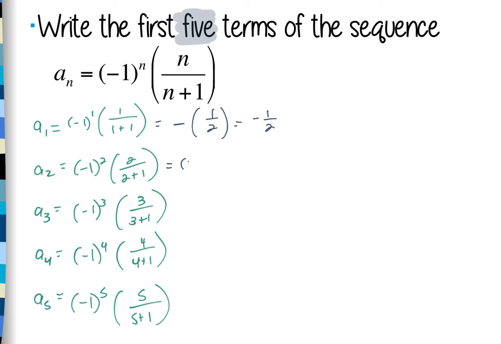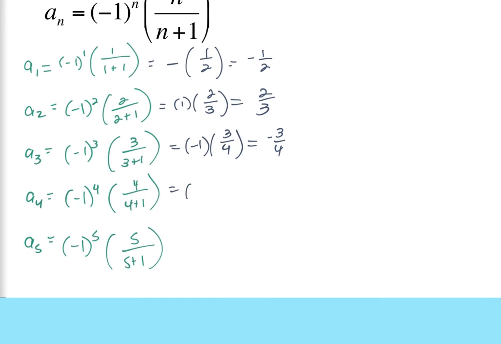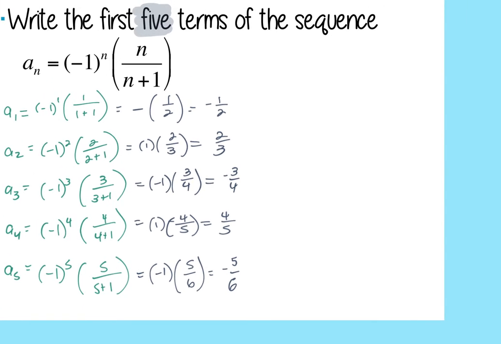-1 squared becomes +1 times 2 over 3, and that's +2/3. -1 to the third, -1 times 3 over 4, so -3/4. -1 to the fourth, so +1 times 4/5. And -1 to the fifth, -1 times 5/6, -5/6. And then we list them in the order we got them: -1/2, 2/3, -3/4, 4/5, and -5/6.